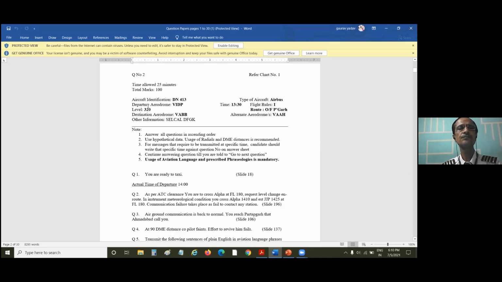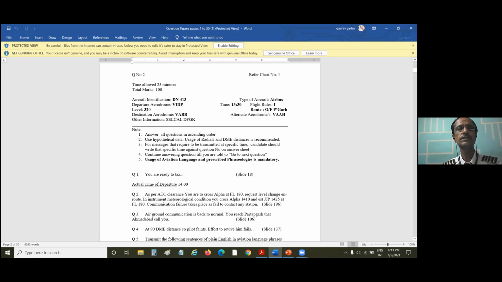Deccan 413. In this case, last question paper we were flying Indian aircraft. Now we are flying Deccan aircraft. This is 413. Flight number is 413. Departure aerodrome is VIDP. And in question paper number 1, you were flying from Mumbai, but here you are departing from Delhi. Just reverse.